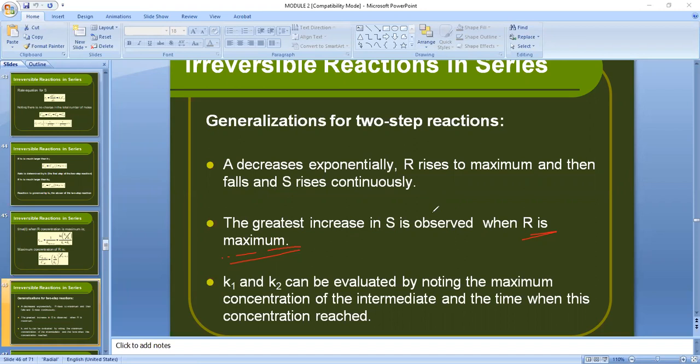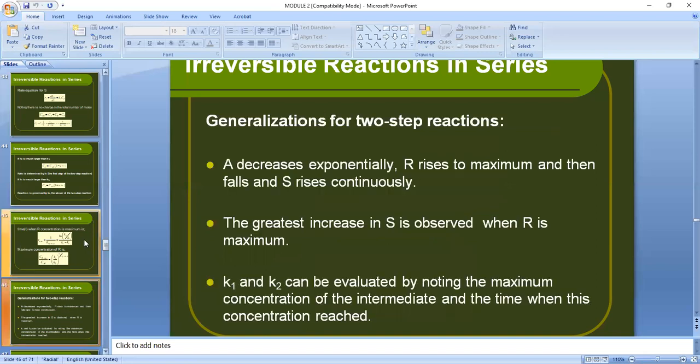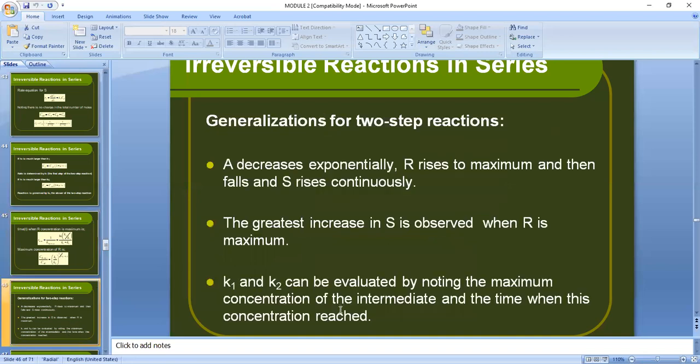Now, K1 and K2 can be evaluated by noting the maximum concentration of the intermediate and the time when this concentration is reached. It's referring to these two equations, which you will need to solve simultaneously. Knowing the time when R will be maximum, you have an equation in terms of K1 and K2, and knowing the equation for the maximum concentration of R, you have two equations and two unknowns, so you will solve for the two rate constants. That's how important these two equations are in determining the rate constants if they're not given.